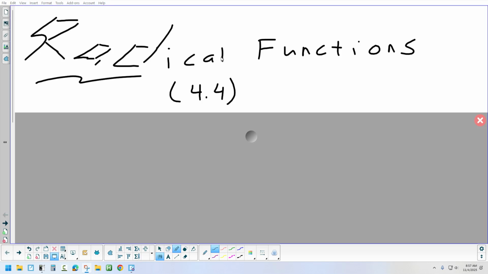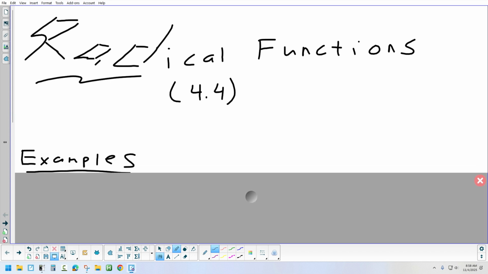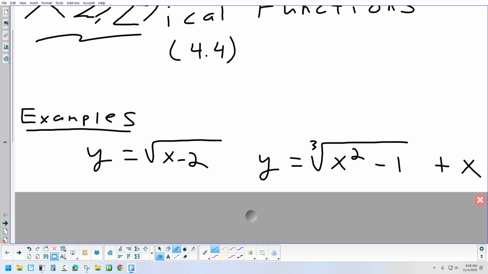All right, so we're gonna finish up this week looking at section 4.4. We're gonna do 4.4 part 1 today, and we'll do part 2 tomorrow. So what we're gonna be looking at are what are called radical functions. Radical functions are basically anything that has some type of root in it. It can be a square root, it can be a cube root, but it has to have a root.